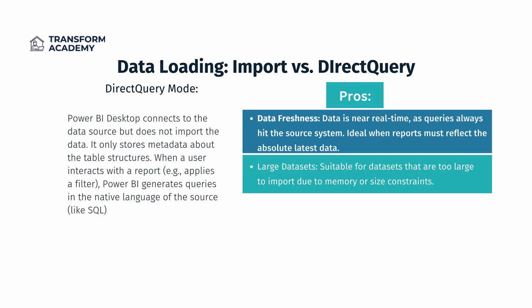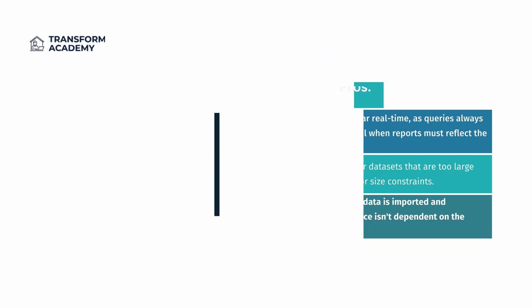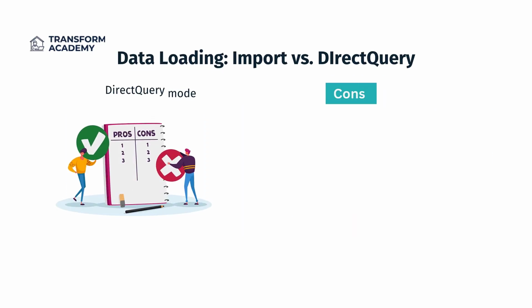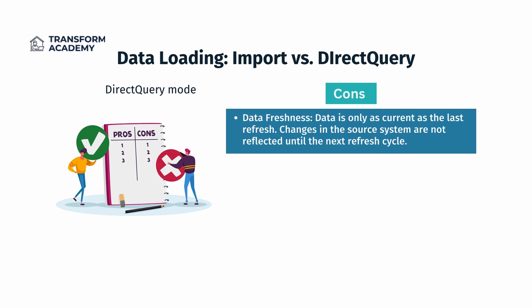Supports the full range of Power Query transformation and DAX functions. Source independence: once data is imported and refreshed, report performance isn't dependent on the availability or speed of the original source systems. Cons of import mode. Data freshness: data is only as current as the last refresh. Changes in the source systems are not reflected until the next refresh cycle.